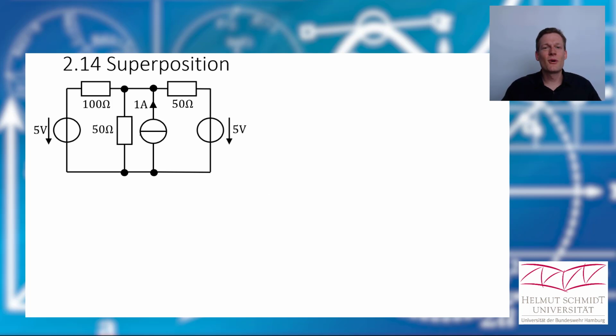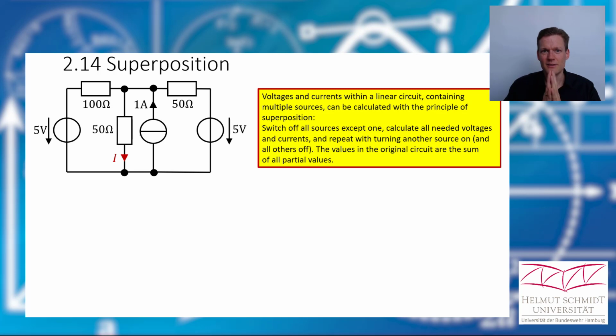And now the last point for today, the principle of superposition. We have here a circuit with more than one source, and we want to calculate any voltage or any current in it. Let's say we want to find this current here. The principle of superposition says that if we have a circuit with more than one source, we can find any voltage or current in the circuit by turning off all the sources but one. And then we calculate the voltage or the current we are looking for.